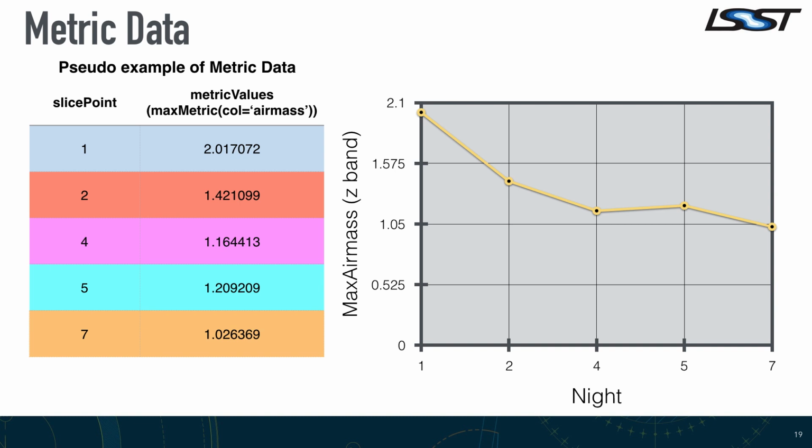So I really hope that walking through all of this helps. You started with this database, you applied a SQL constraint, you just got the z-band data, you took a 1D slicer, you said I would like to slice the data by night with a bin size of 1, and then for each one of those groupings or data slices, I would like to calculate some metric. In this case, we looked at what it would be like to calculate the maximum value of a given column. And that's really all that's going on with MAF.